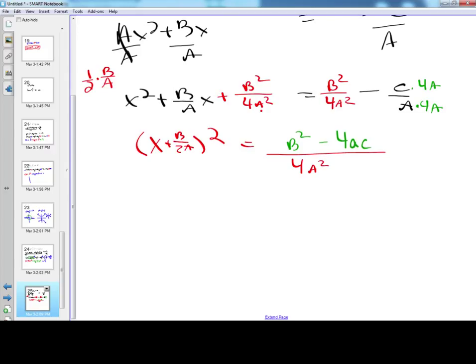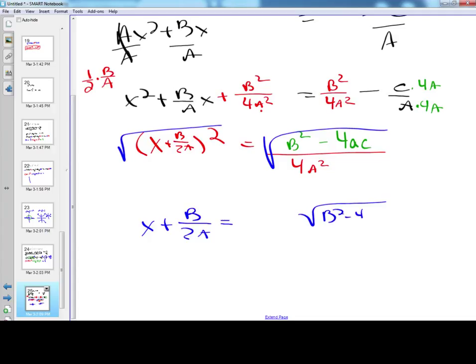What's the opposite of squaring something? Finding the square root. So we're going to square root both sides. That gives me x plus b over 2a is equal to the square root of b squared... I can't take the square root of the numerator, so I'm going to leave it as is, b squared minus 4ac, but I can take the square root of the denominator. 2a. The square root of 4 is 2. The square root of a squared is just a. Now, since I took the square root of a square, I have to make sure I add plus minus.